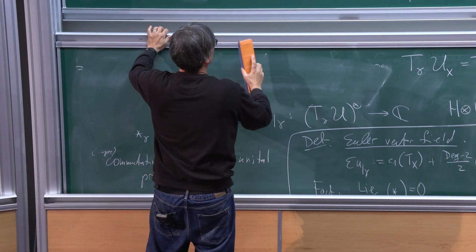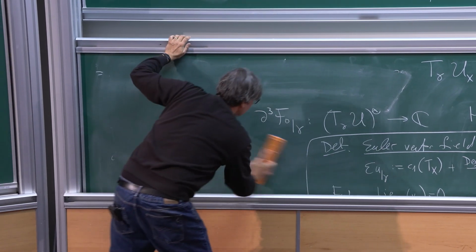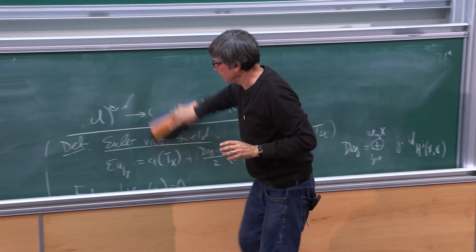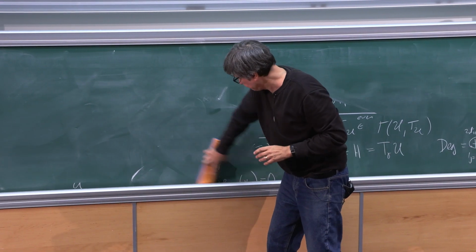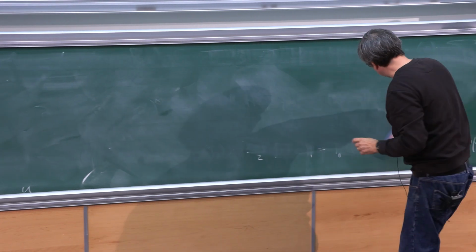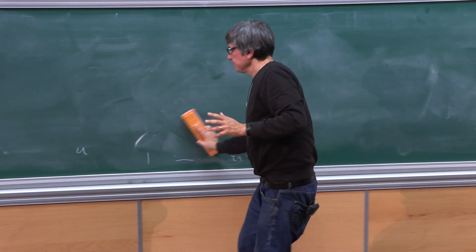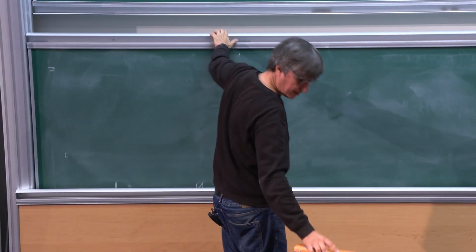So I didn't really formulate the conjecture yet. Maybe I can do it. I have enough space on the previous board. So this is still part of the conjecture? No, it's not part of the conjecture. I didn't formulate it yet. I just made some preparations, but not formulated.